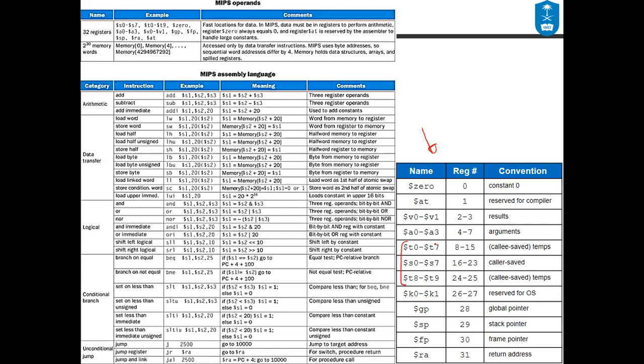And you will find that most of the assembly languages use those registers. We have other registers. Some of them are pointers, some of them reserved for certain usage. And here, if you have a method, you have the arguments from A0 to A3, and you have the returned values from V0 to V1.